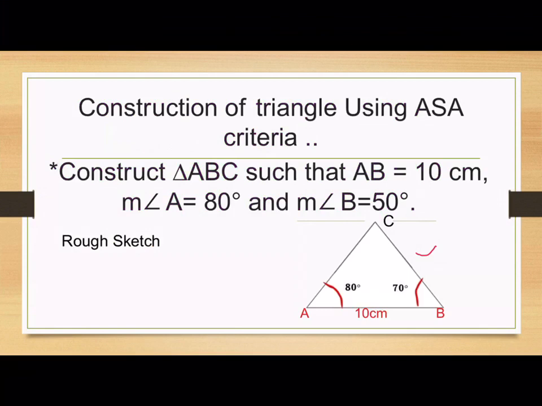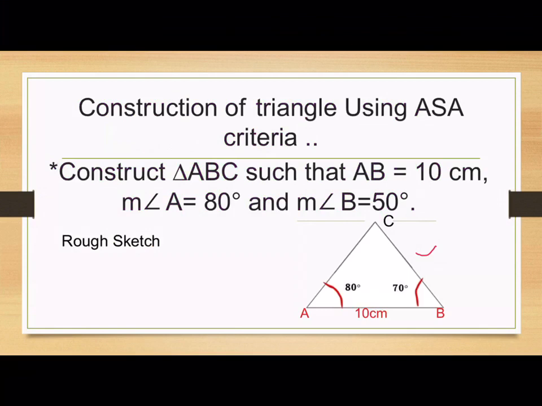That means if we know the measure of two angles of this triangle and the length of a side. So construct a triangle ABC such that AB is equal to 10 centimeter, measure of angle A is equal to 80 degree and measure of angle B is equal to 50 degree.